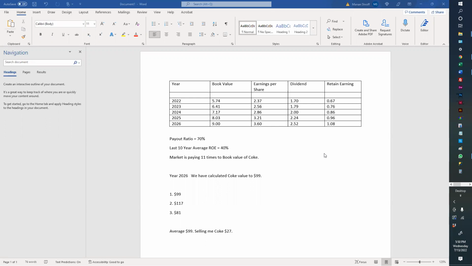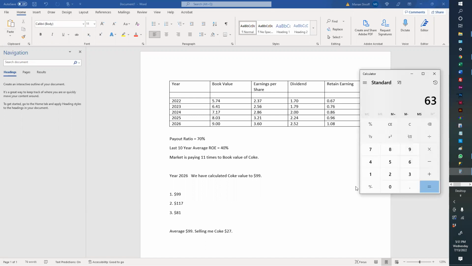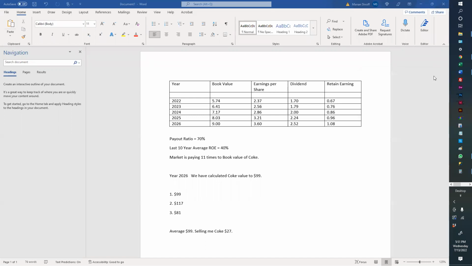If you do the earning based thing, if you know the company, nobody is going to sell you Coke at $63 in year 2026, because that would be based on earning of $3.60. If they are still selling me at $63, I will buy with both hands.